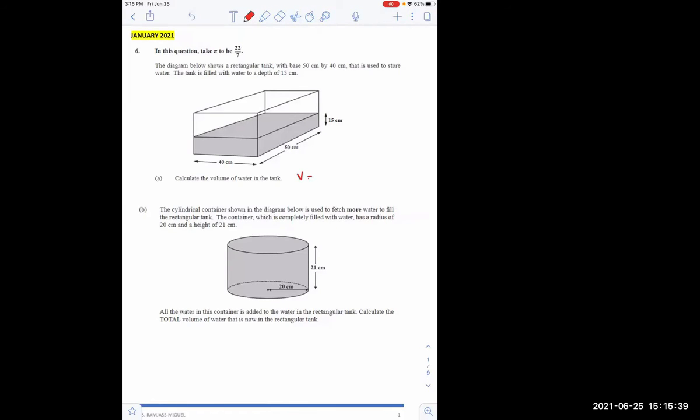Volume is cross-sectional area by height, so it is length by width by height. So work it out for me, please, and put your units. Jason, put your units, please. If you're multiplying 3 sides, it will be centimeter cubed. Yes, miss, I understand. All right, so let's go.